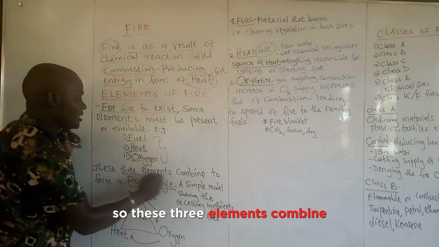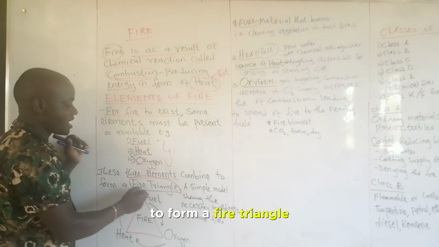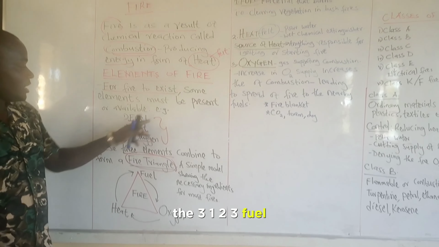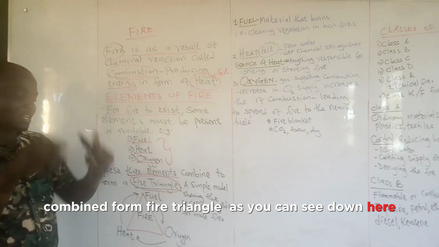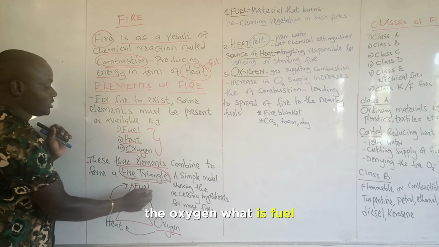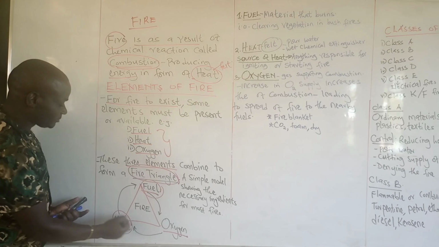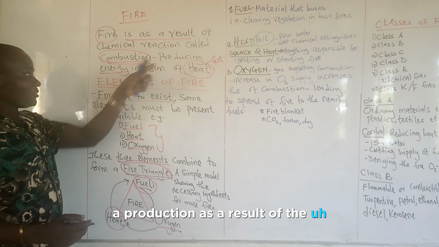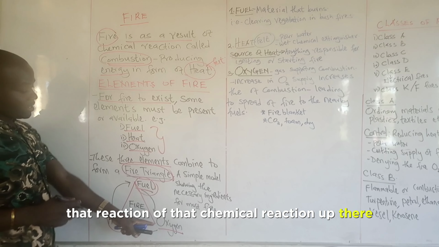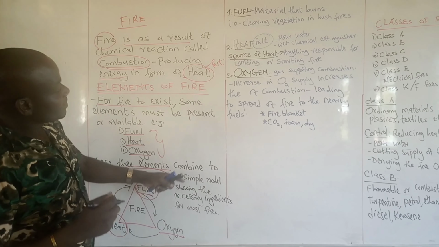So these three elements combine to form a fire triangle. The three, 1, 2, 3. Fuel, heat, oxygen combine to form a fire triangle, as you can see down here. What is fuel? Anything that can burn. Heat is produced as a result of that chemical reaction up there. And then we have oxygen, the gas that now supports burning.